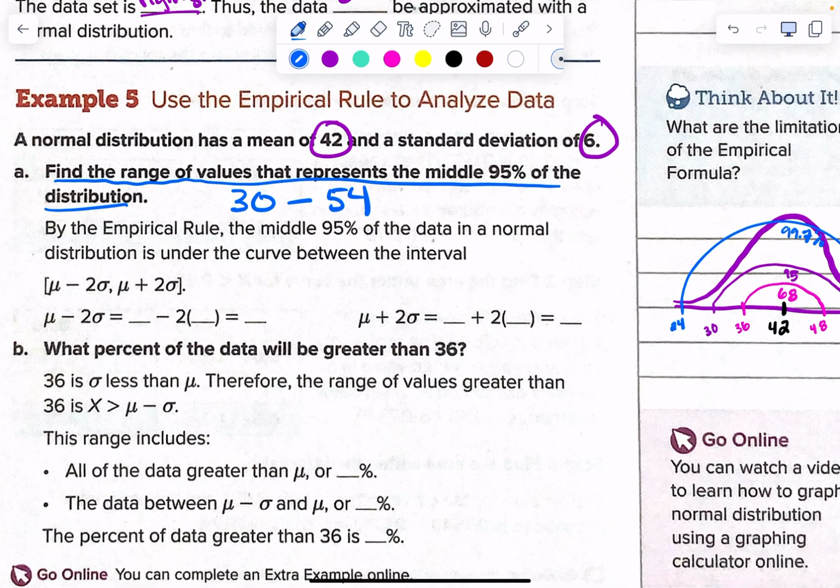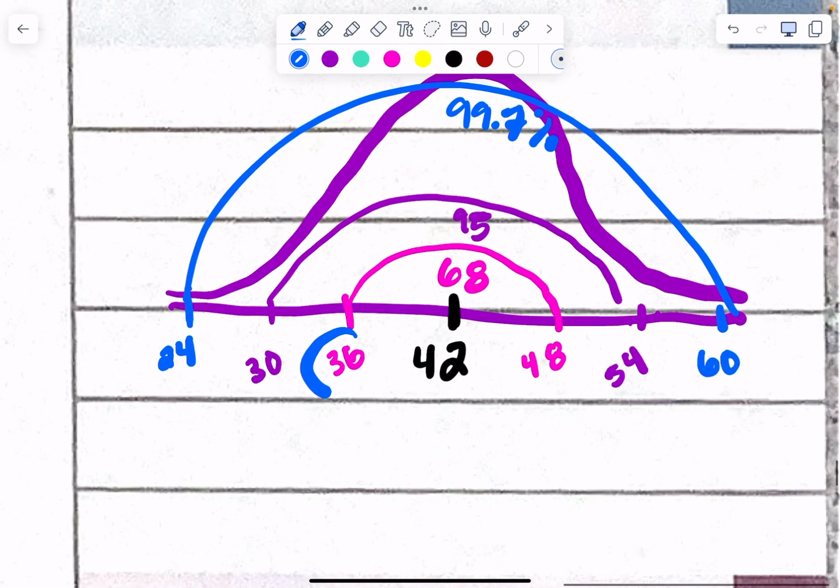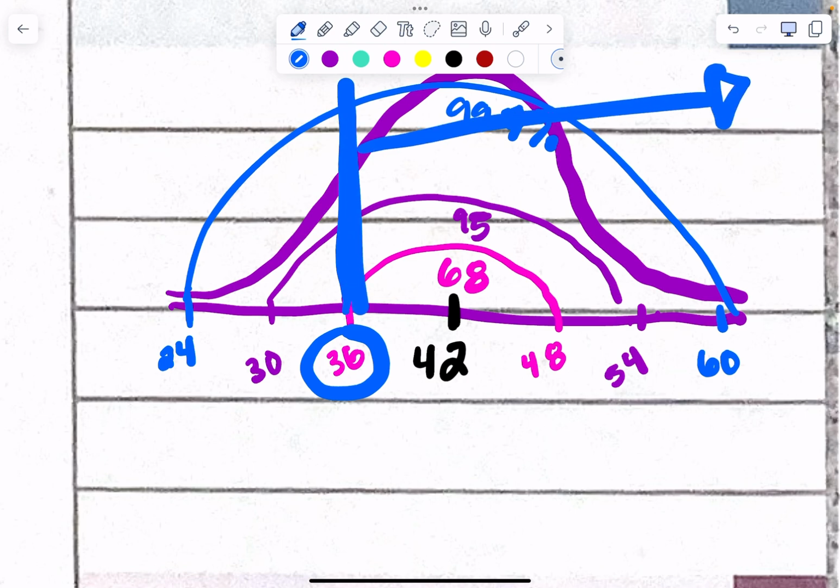All right, now it asks, this might be a little bit more difficult. What percent of the data is greater than 36? Let's find where 36 is. 36 is this guy right here. So I want to know what is bigger than 36. It might be easier to figure out how much is less than 36. So you guys might have to flip back to your bell curve.